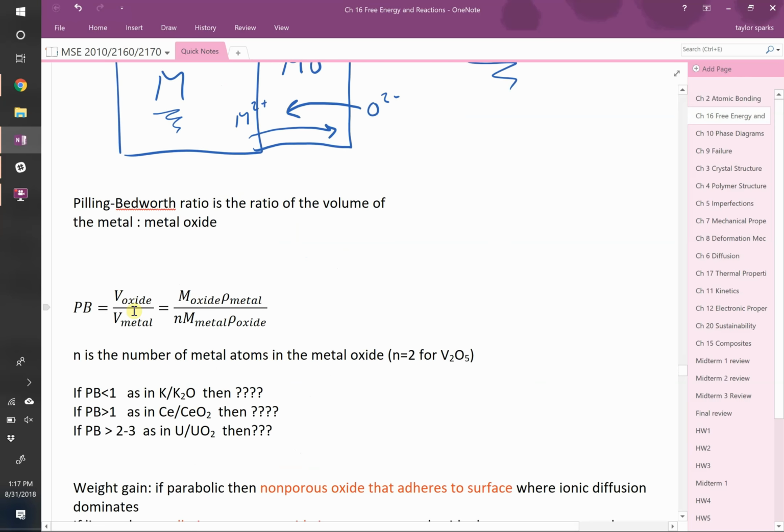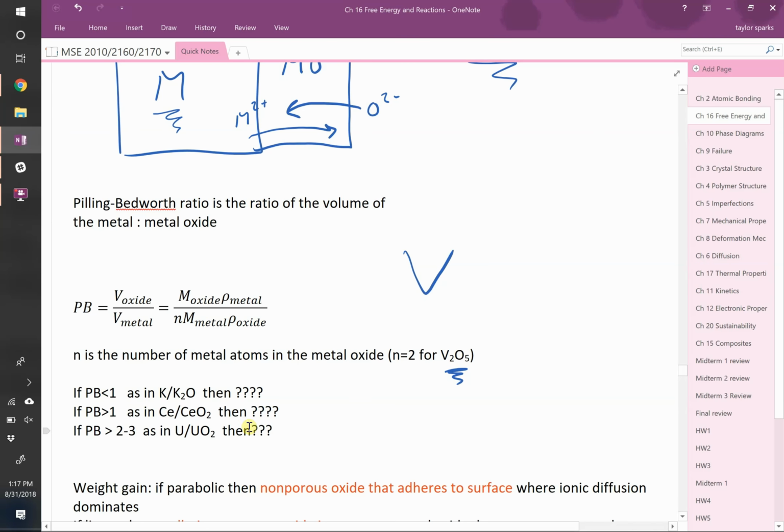The volume of the oxide to the volume of the metal is just equal to the molecular weight of the oxide, that's capital M, multiplied by the density of the metal. Notice that the oxide and the metal are switched here, right? You've got oxide, metal, metal, oxide. So don't write that down wrong. That's going to be divided by N, the number of metal atoms in the metal oxide, and the molecular weight of the metal, the density of the oxide, okay? So what do I mean by N? Let's say you have vanadium metal. Well, if the oxide is V2O5, then there's 2 vanadium atoms in the oxide, right? That's what N is there.